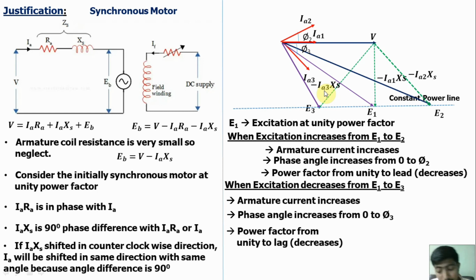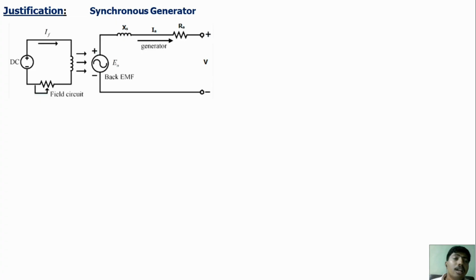Okay, good. Now the justification for the synchronous generator. Similar concepts. We know the equivalent circuit of the synchronous generator. This is the rotor side. This is the stator armature side. For a synchronous generator, it supplies the power. So the equation will be: Eb, the back EMF, is equal to V plus IaRa plus IaXs.